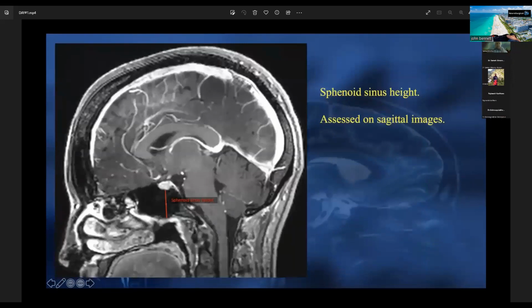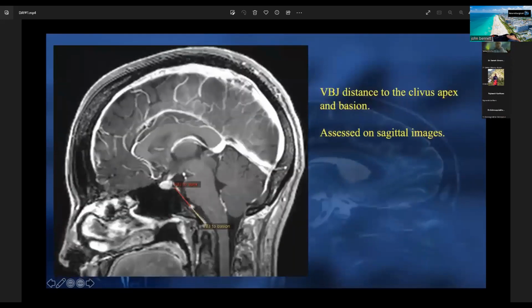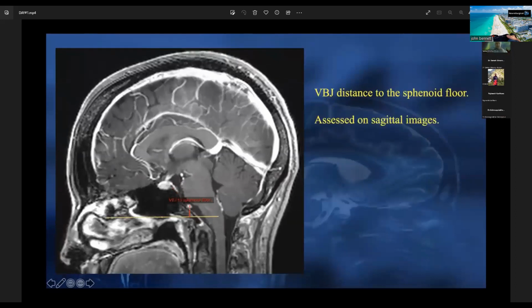We looked at the sphenoid sinus floor for morphometry, and where this junction is related to the clivus from top to bottom. But what is really important is the distance between the floor of the sphenoid sinus and the vertebrobasilar junction.